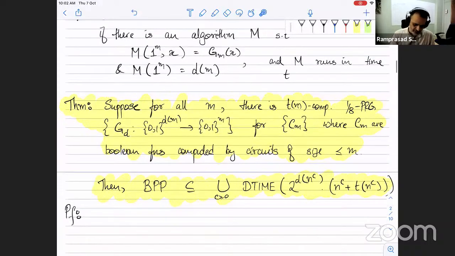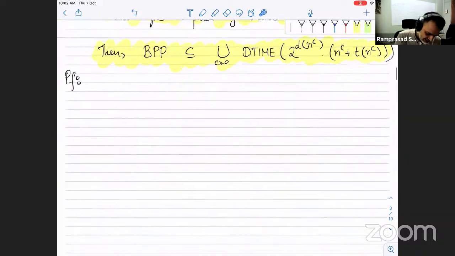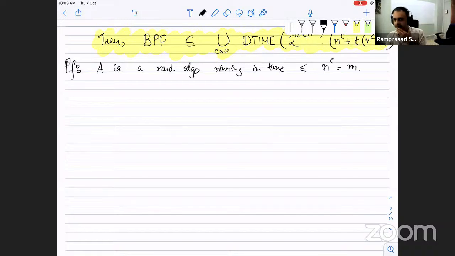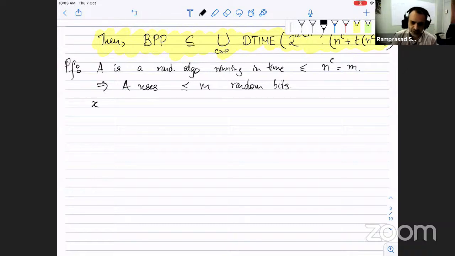Okay. So let's see a quick proof of this. Let's say that A is a randomized algorithm running in time at most, say, N to the C, and I'm going to refer to this as N. Which means that A uses at most M random bits. Now, suppose I give you an input X, and I want to know: is X in the language L that A is trying to solve or not?